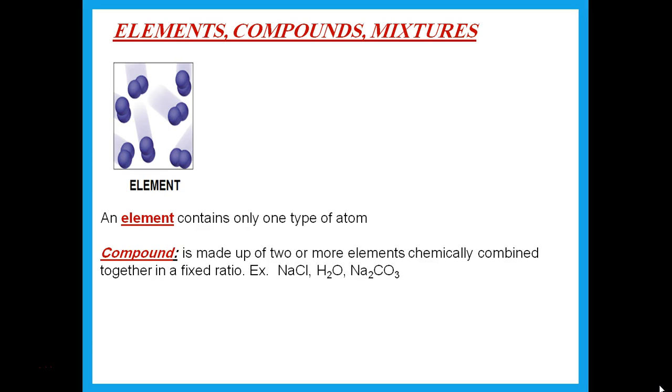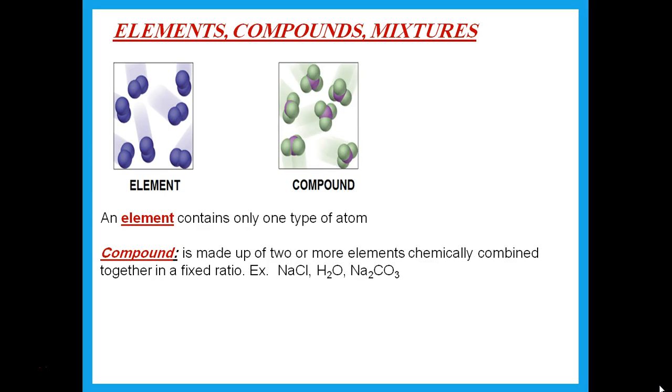Now, in a compound, the compound is made up of what? Two or more elements chemically combined together in a fixed ratio. That is the definition. Two or more elements chemically combined together in a fixed ratio. That means when you look at a compound, all the individual molecules are the same, but each molecule is made up of different elements.